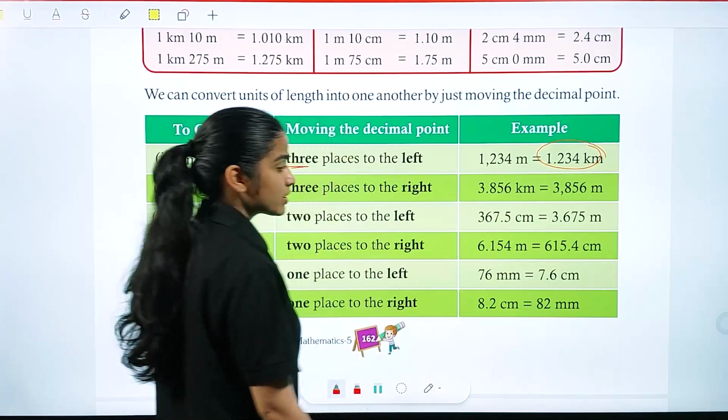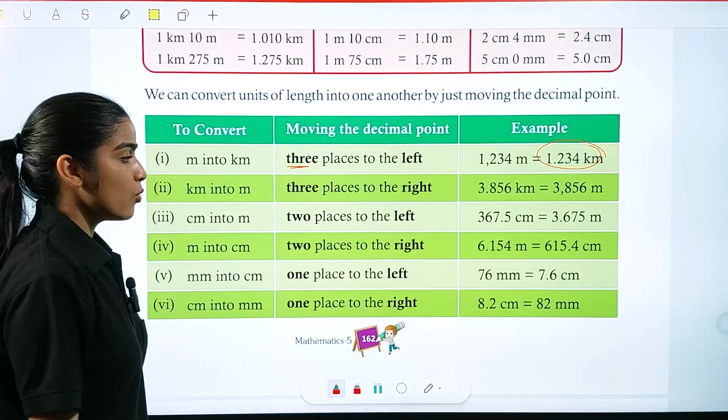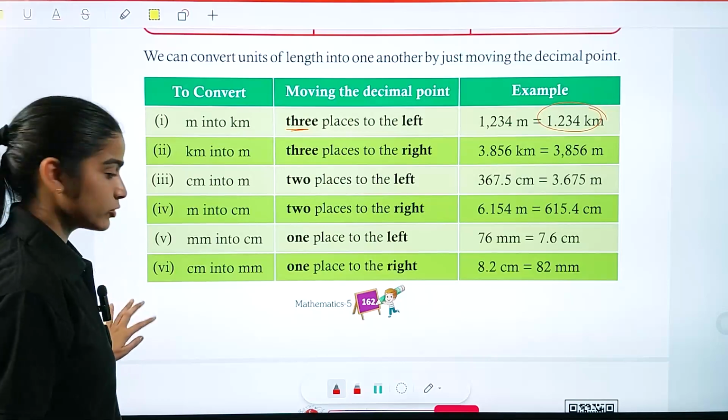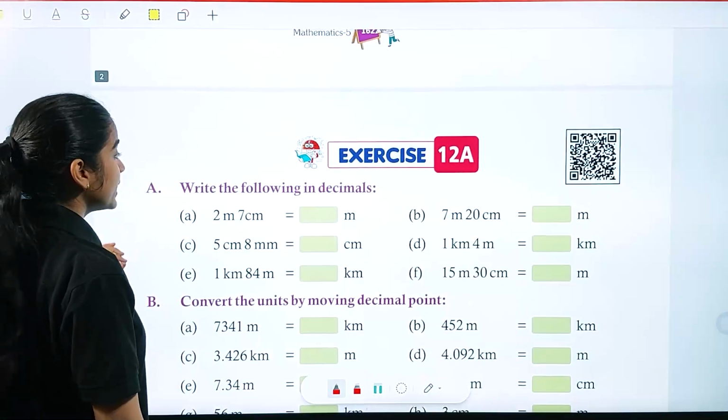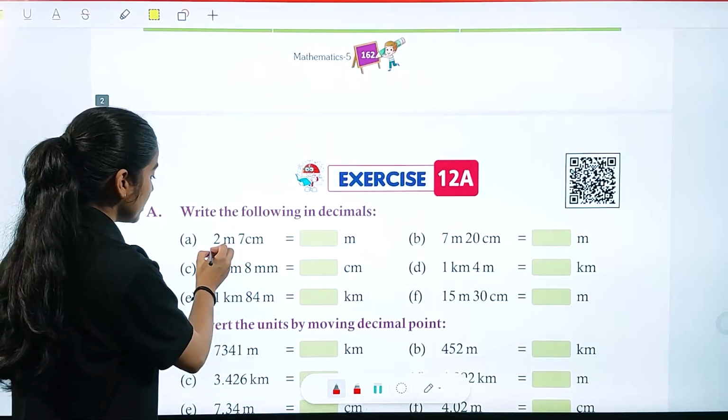6.154 meter is equal to 615.4 centimeters. I hope this is clear to you. Now we have our exercise 12a. Write the following in decimal. So we have to write this in decimal.